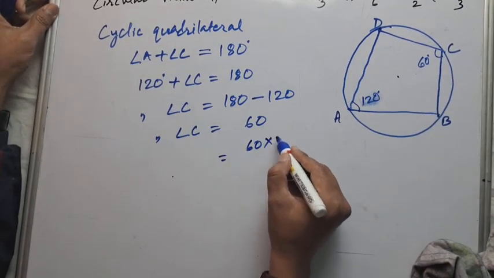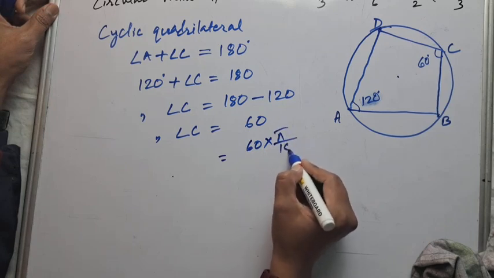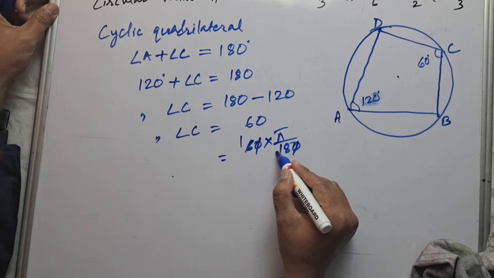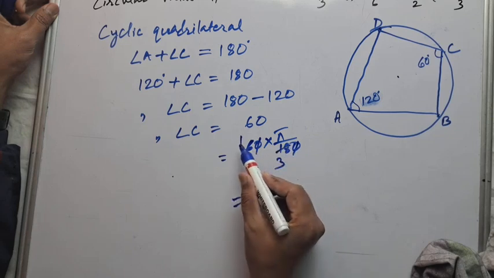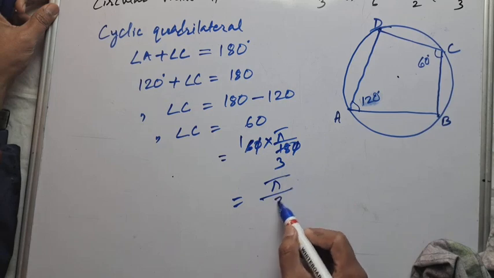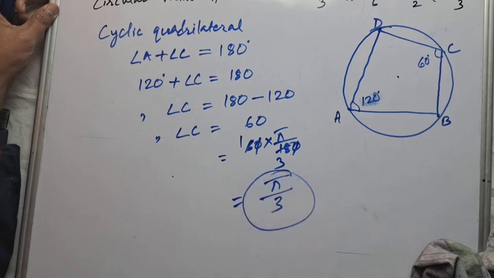60 into pi by 180. 0, 0 cancels out. 6 1s are 6, 6 3s are 18. In the numerator, 1 into pi, that is pi, and in the denominator we have 3. So pi by 3 is the correct option.